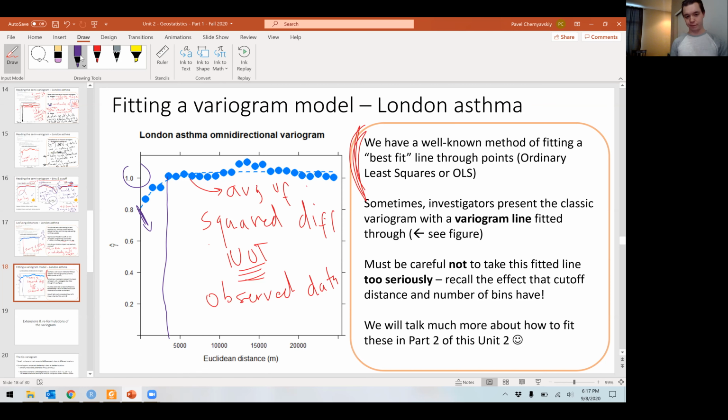The other issue, not every one of those points contains the same amount of data. The points closer to the origin have more pairs. Points that are farther away have fewer pairs. So there needs to be some kind of a weighting approach, and that's really what's done when you fit these kinds of lines. We'll talk a little bit more about this in the next part of this unit.